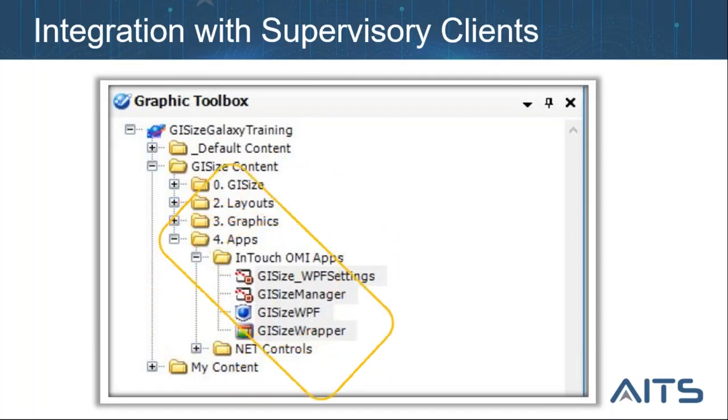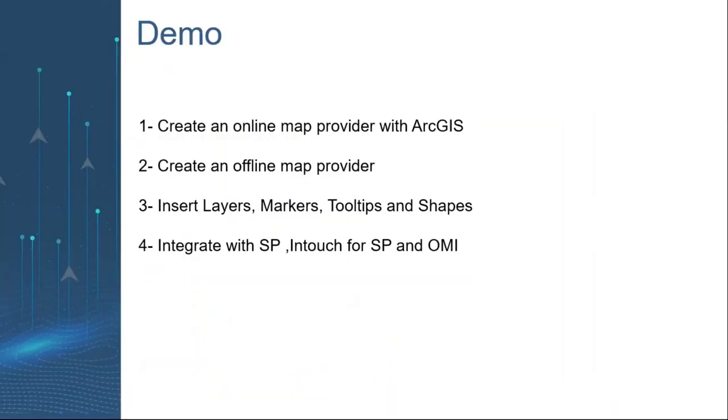Let's hop into the demo here. So we're going to talk about 4 different things here. Going to create an online map provider using the ArcGIS online map provider. Going to create an offline map provider, insert layers, markers, configure tooltips and shapes. Finally, we're going to integrate within the system platform, InTouch for System Platform, and the Operations Management Interface.